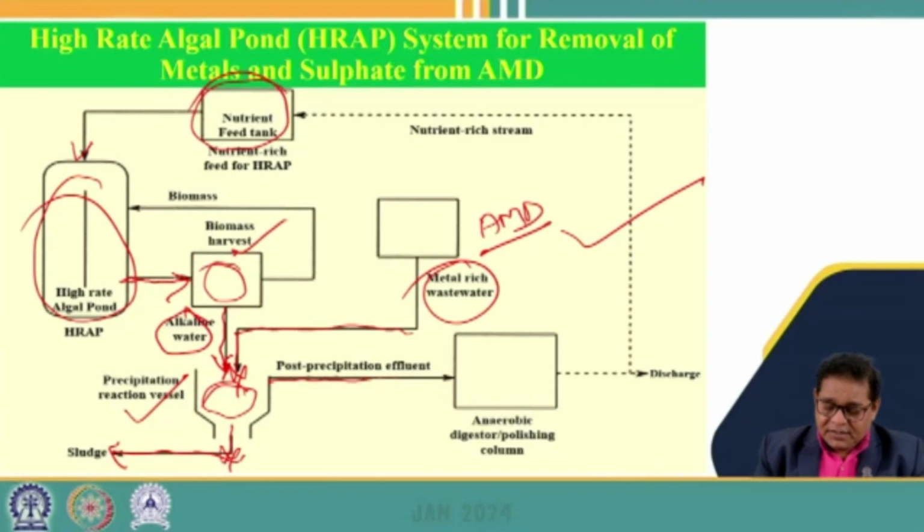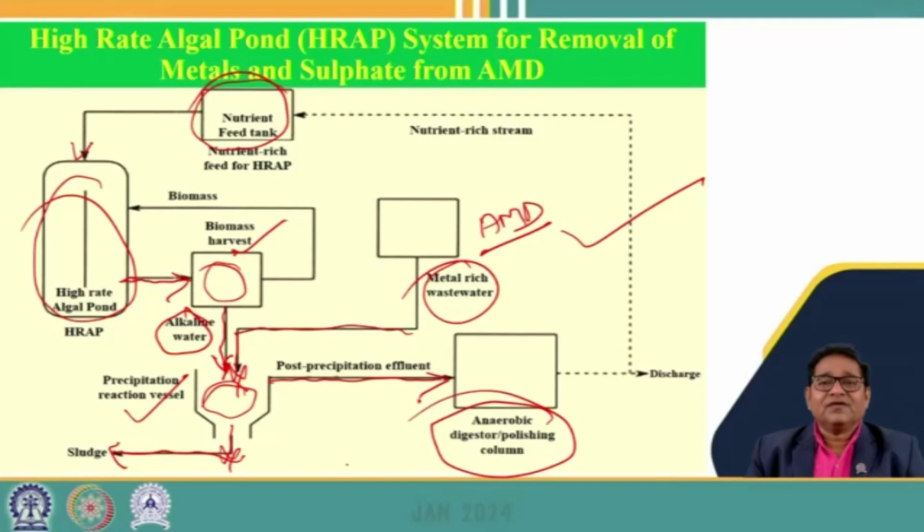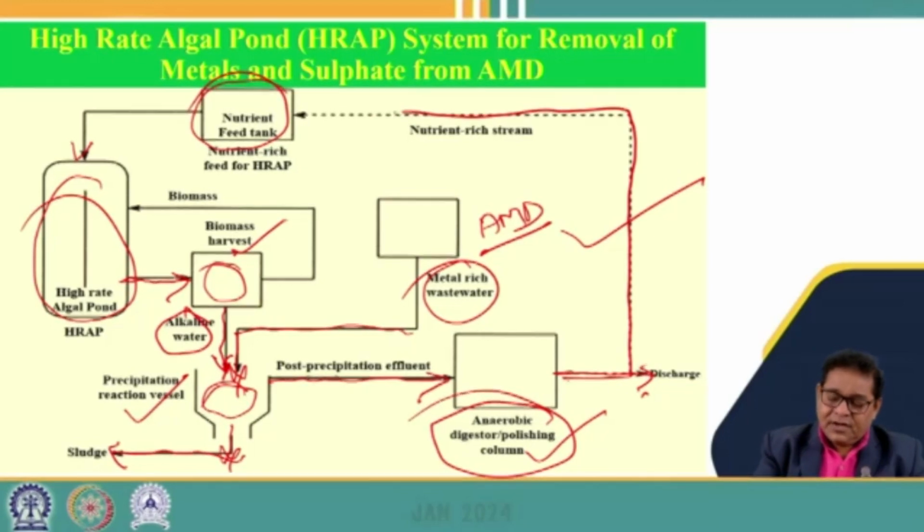And the rest of the water after precipitation goes to the anaerobic treatment system, which acts as a polishing treatment system because this contains some organic matter also. So this organic matter will be removed here in the anaerobic digesters or polishing treatment system. And then finally this water, after the anaerobic treatment, will be discharged. And a part of this treated water will also be used for preparing the nutrient solution.